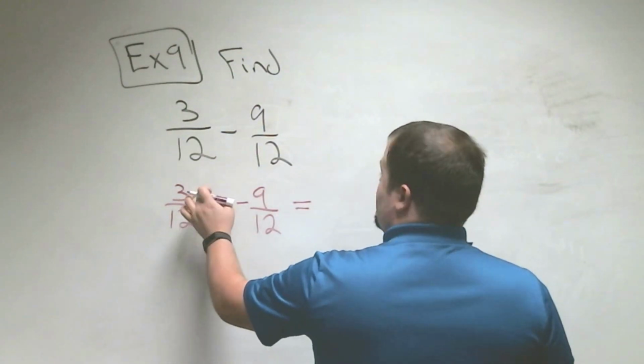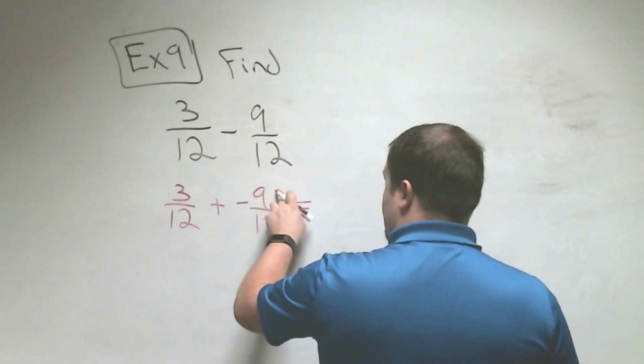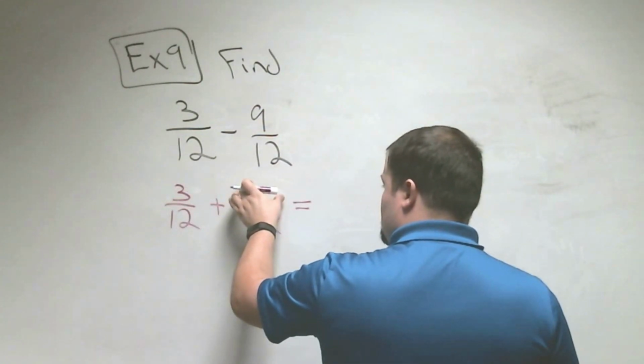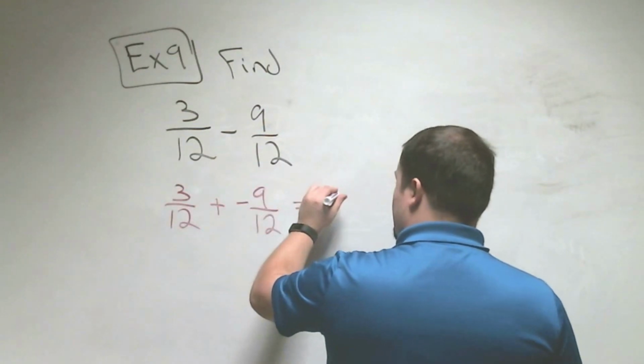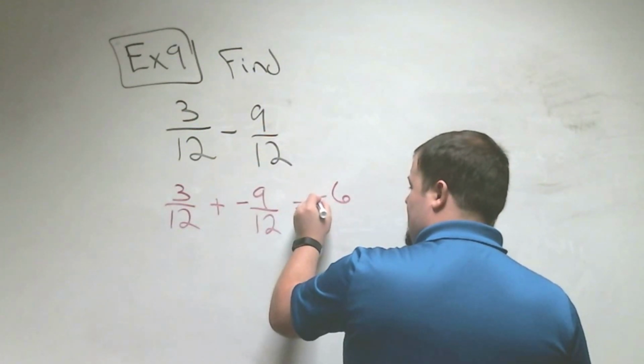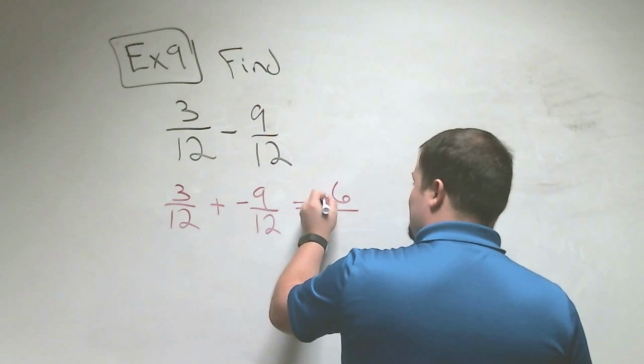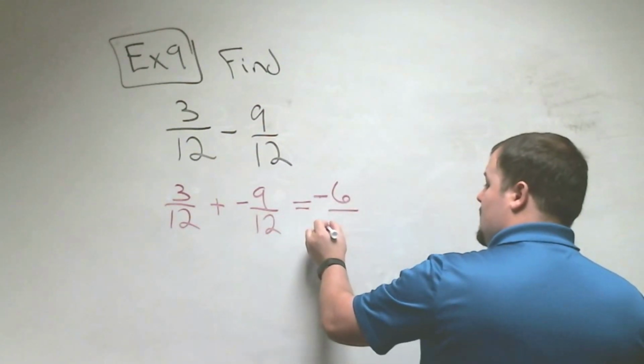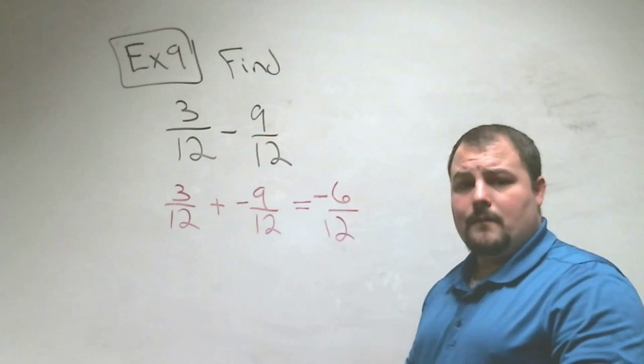So I look at the top. I have a positive 3, I have a negative 9. I have more negatives than I do positives. So what I'm going to do is take 9, take 3 away. I have 6 more negatives than I do positives. So that means my answer is negative 6, and then it's negative 6 out of 12.